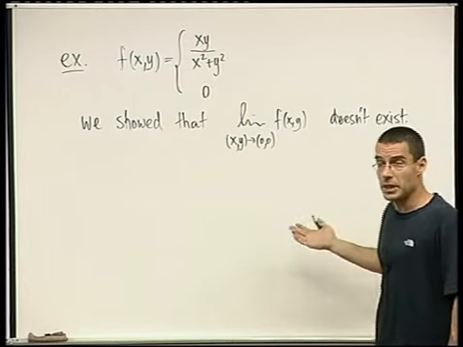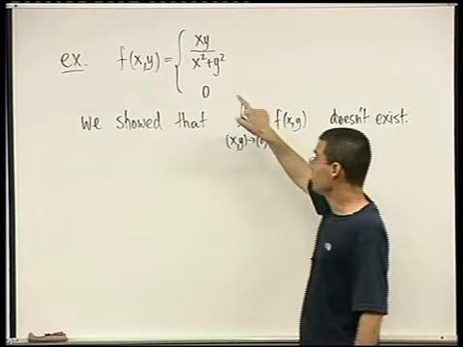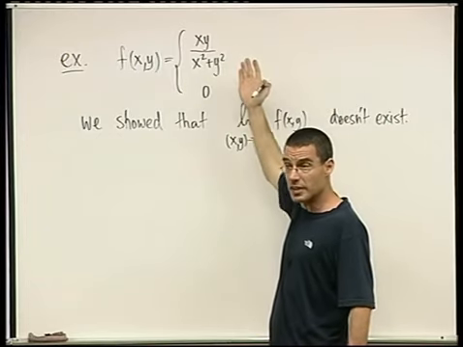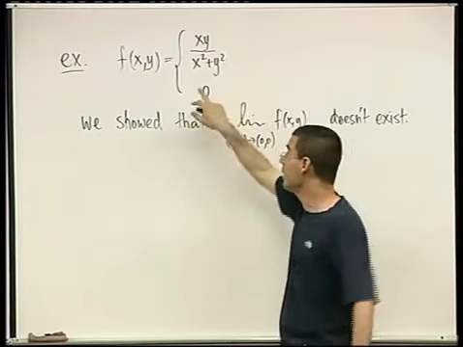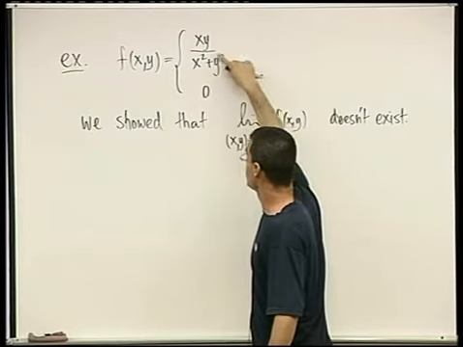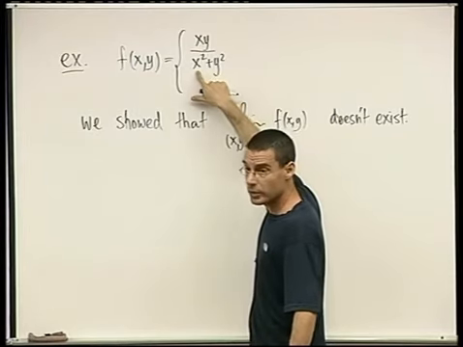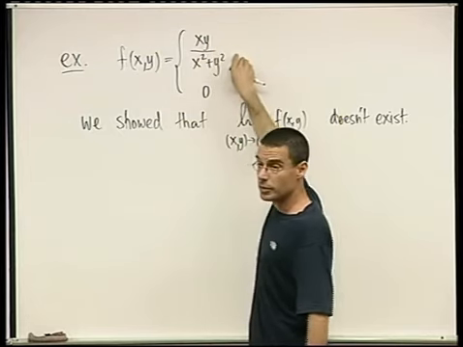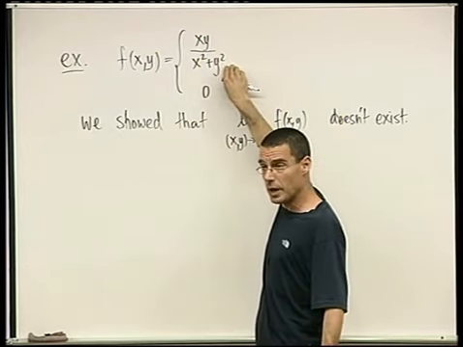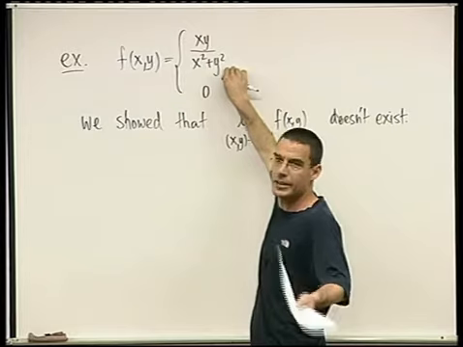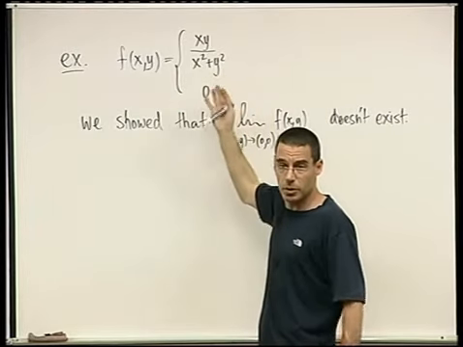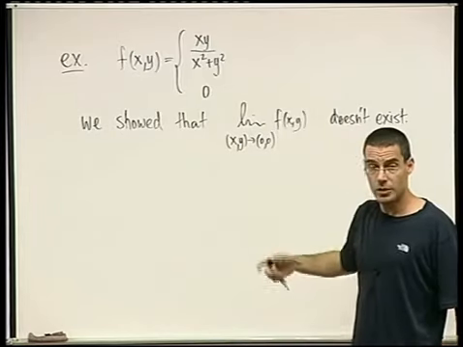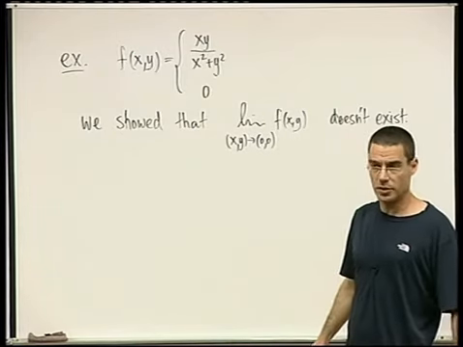However, what about the iterated limits? Suppose we freeze x and let y go to 0. Freeze x, some fixed number now. Let y go to 0. So the denominator goes to x squared, and the numerator goes to 0. So the whole thing goes to 0. So if you fix x, let y go to 0, we get 0, and then we let x go to 0. It's still 0 because there's no x's left, and vice versa for y. So both iterated limits exist and are 0.